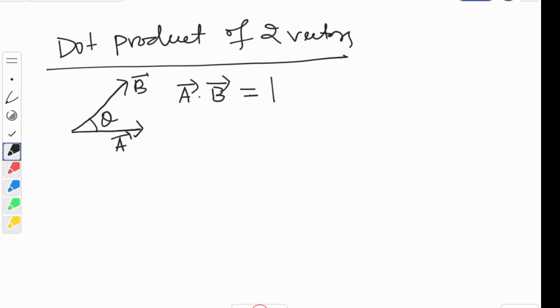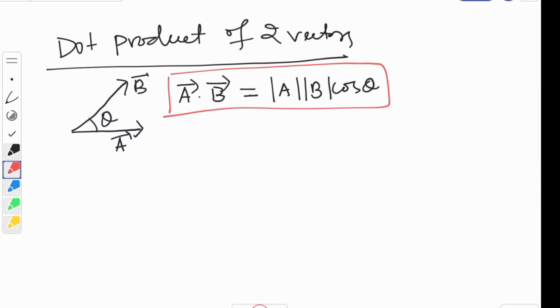The formula will be the magnitude of vector A, times the magnitude of vector B, times the cosine of the angle, cos theta. This is the formula. Or simply you can write AB cos theta. This is simply magnitude, meaning we are talking only about the value, the number. Now we'll discuss some special cases.